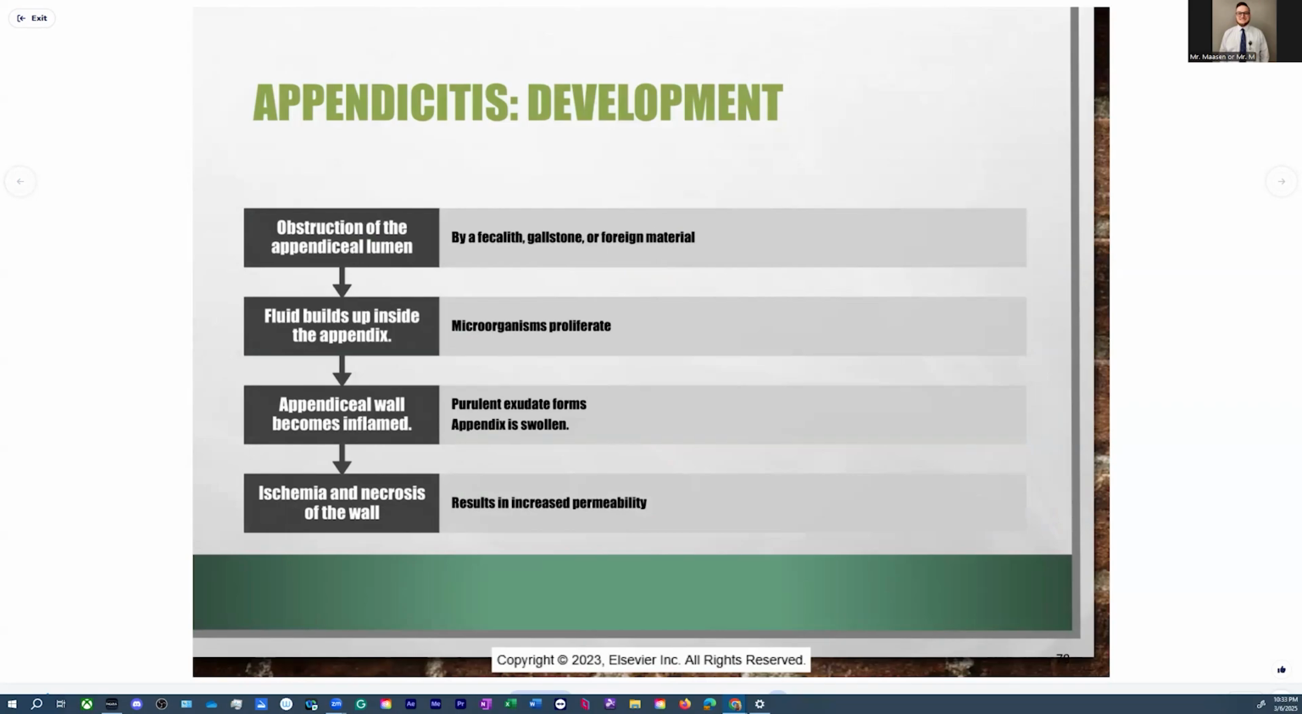So continuing on, appendicitis. What is appendicitis? Appendicitis is inflammation of the appendix. You need to know what appendicitis is.